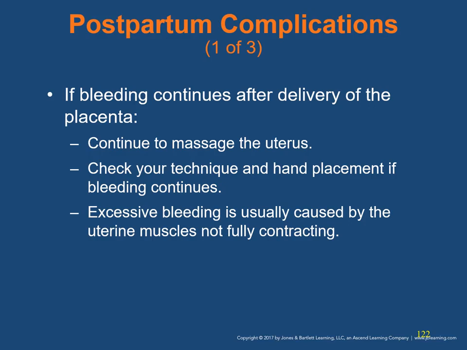Postpartum complications. Bleeding that exceeds 500 milliliters is considered excessive. If bleeding continues after delivery of the placenta, you should continue to massage the uterus. Check your technique and hand placement if bleeding continues. Treat the woman if she appears to be in shock. Excessive bleeding after birth is usually caused by the muscles of the uterus not fully contracting due to delivery of more than one infant, a long labor process that causes the uterus to be too tired to contract, or parts of the placenta still being inside the uterus.